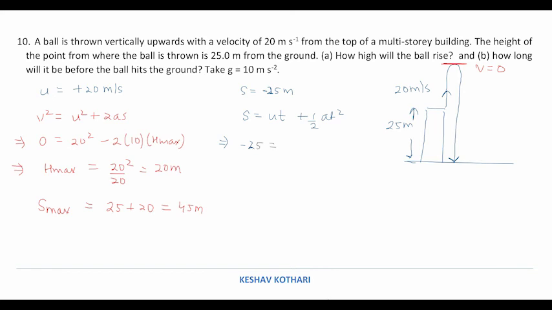Equals ut, which is 20t. The acceleration is in the downward direction, so we are writing it as minus half 10t square. On solving this equation, minus 25 equals 20t minus 5t square, we can write it as t square minus 4t minus 5 equals 0. On solving, we obtain the positive answer as t equals 5 seconds. One will be a negative root, which is not essential for this particular question because the ball is projected at t equals 0, so the negative time is not having any significance.